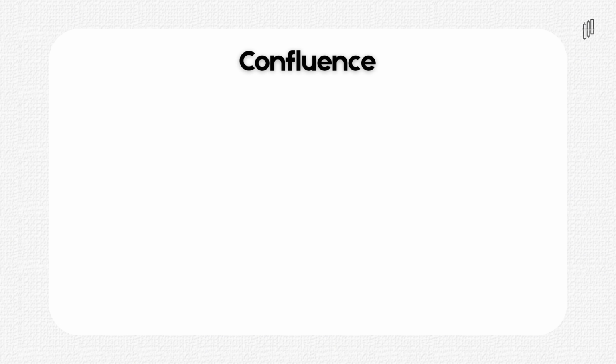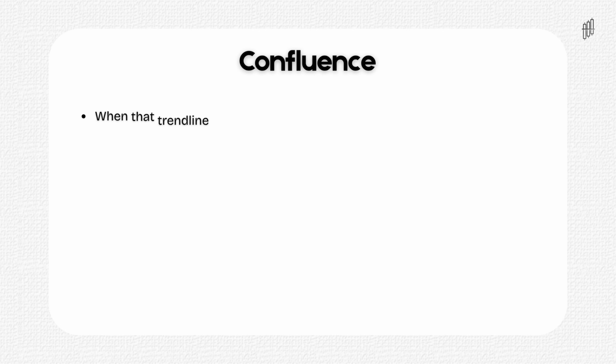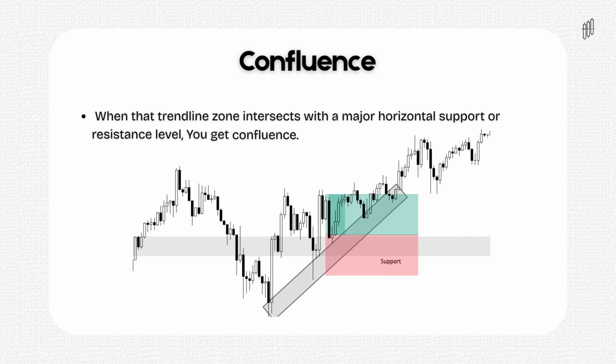Now here is where this strategy goes from genuinely good to absolutely lethal in the best possible way. A trendline zone on its own is already a significant upgrade from a single line. But when that trendline zone intersects with a major horizontal support or resistance level, something extraordinary happens. You get confluence. And confluence in trading is everything.